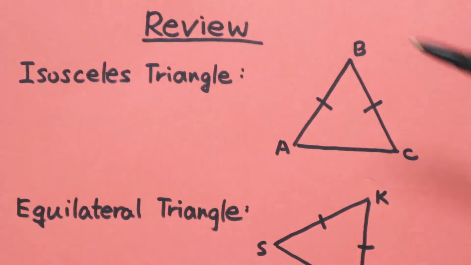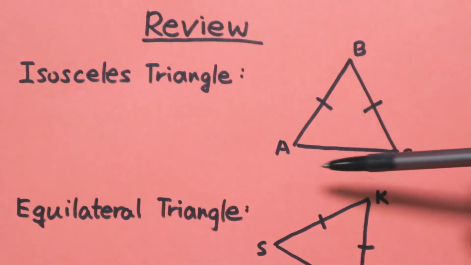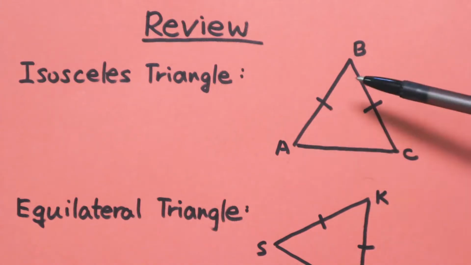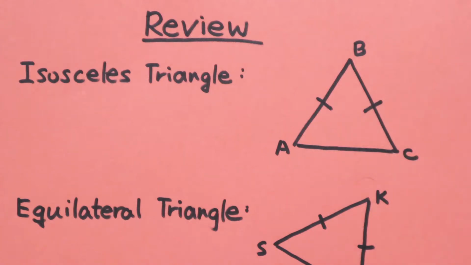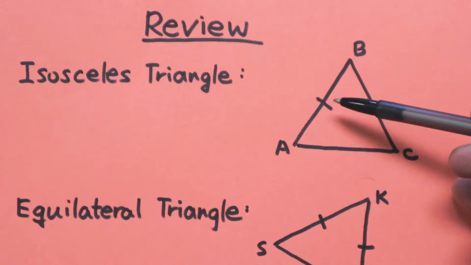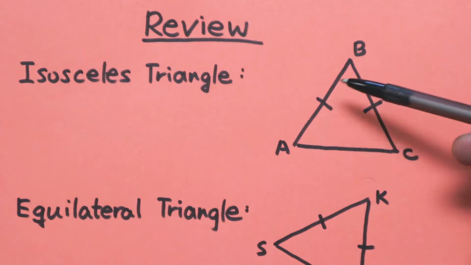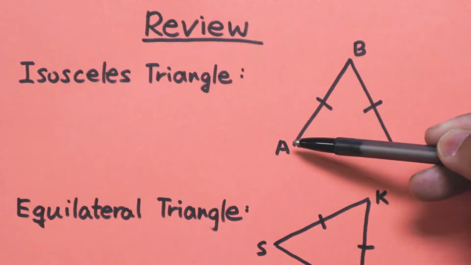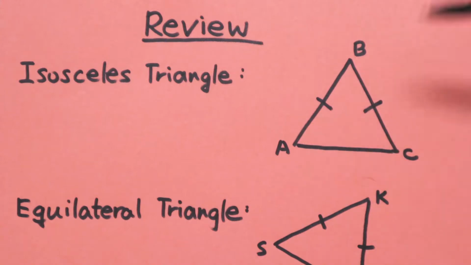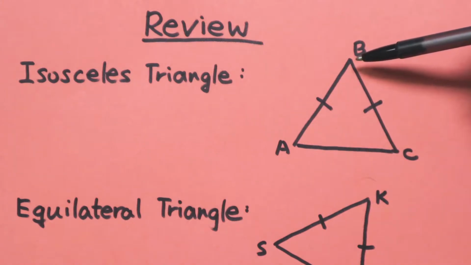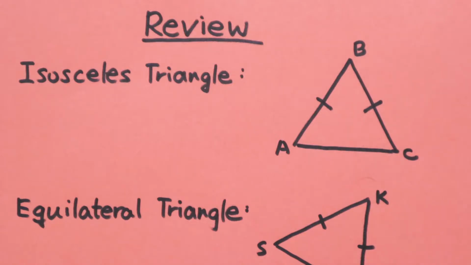And in the past, you have learned that an isosceles triangle is a triangle in which two sides, any two sides, are equal. In this case, to make sure that you know which two sides are equal, we use these tick marks to indicate that this side, segment AB or side AB, is congruent or has the same length as the side BC or segment BC.